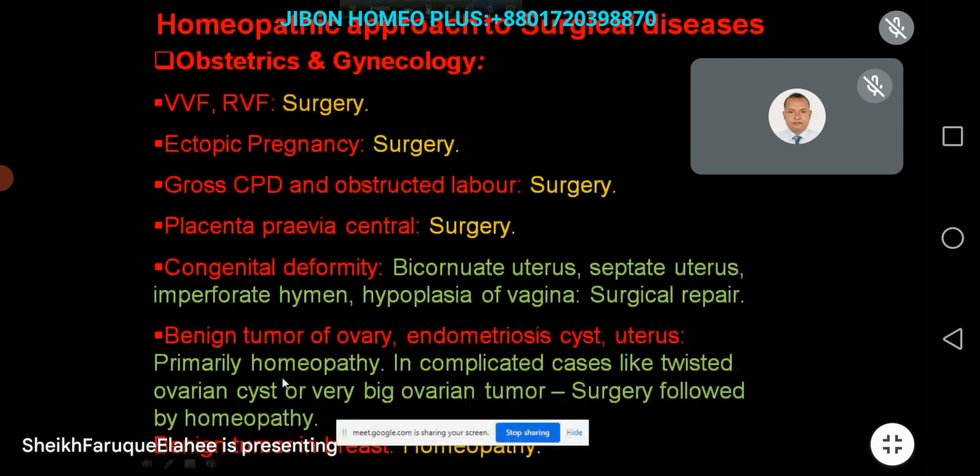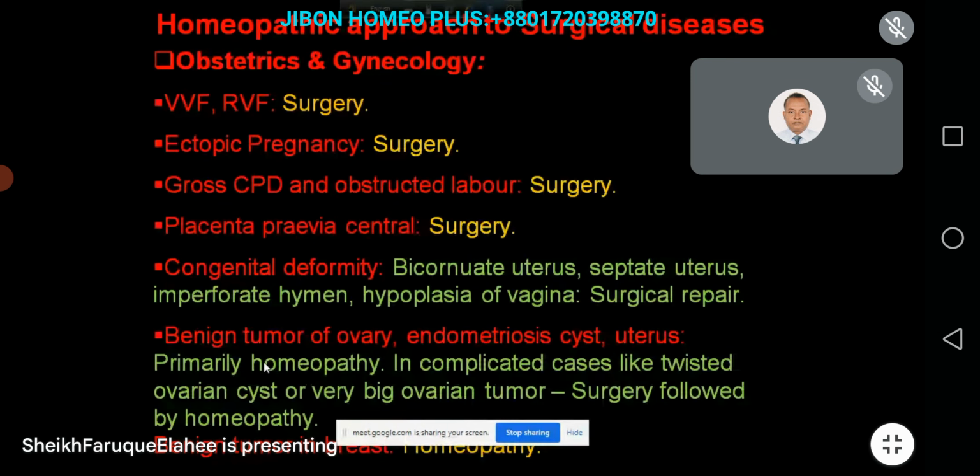Now let us come to cases where we can play, say benign tumors of ovary, endometriosis cyst, and tumor of uterus. A patient comes to you that she has a benign tumor of about 6 into 6 centimeter size. It's a benign tumor. The lady is about 35 years. So this is a good case for us to treat homeopathically.